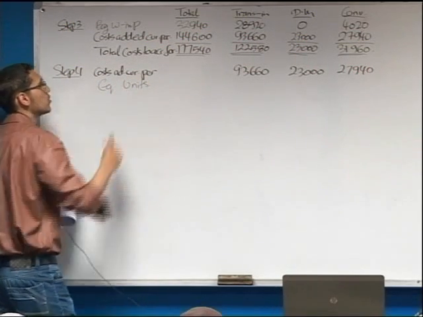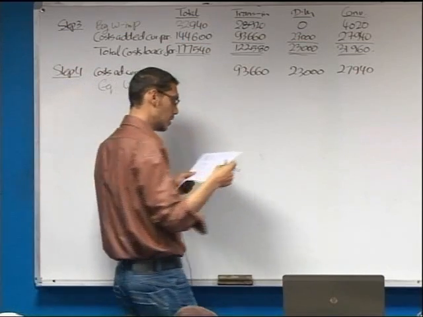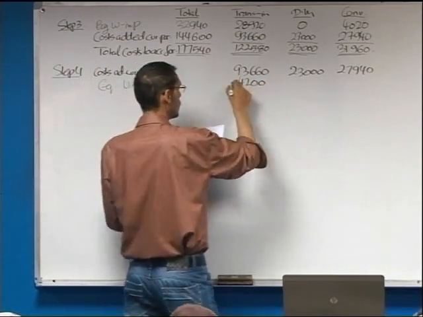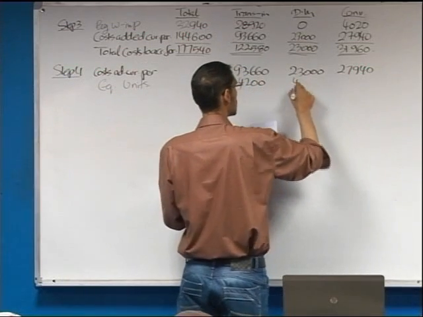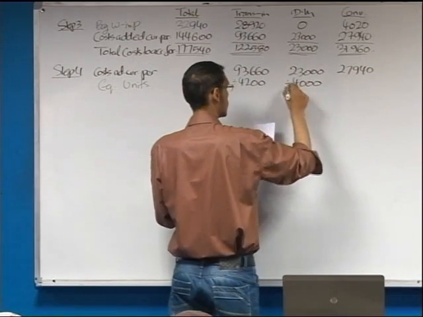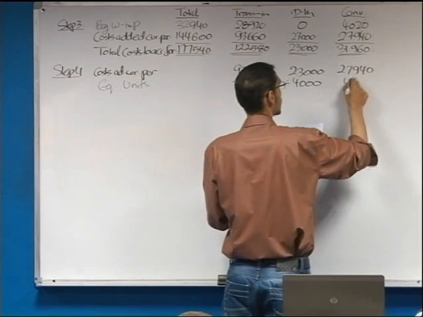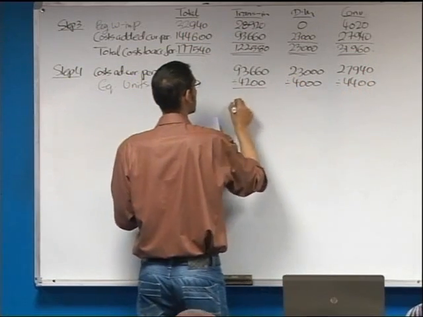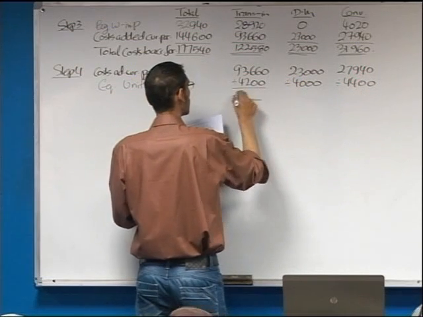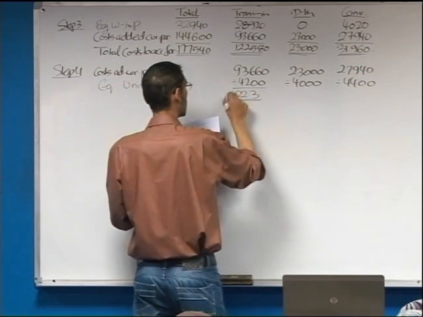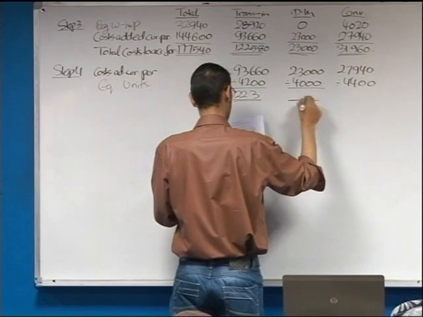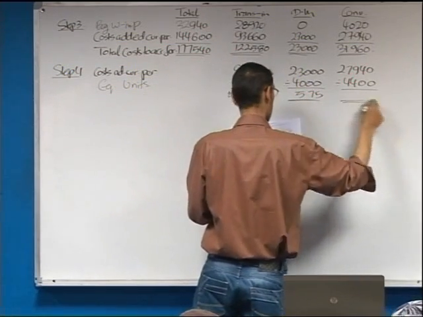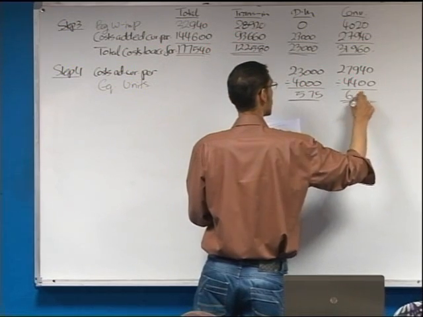Now we are going to divide these costs by the equivalent units that were calculated in step number 2. The equivalent units were 4,200, 4,000, and 4,400. Therefore, the cost per equivalent unit is as follows: 22.3, 5.75, and 6.35.